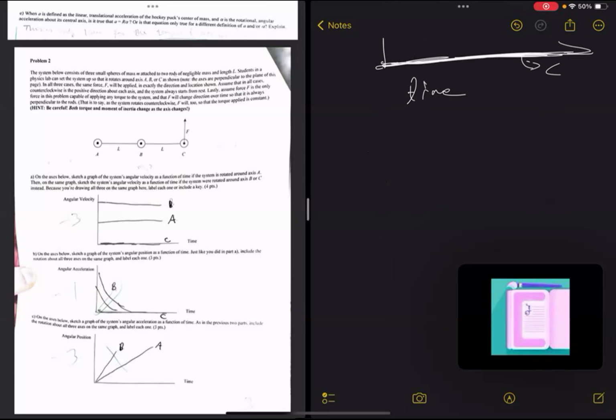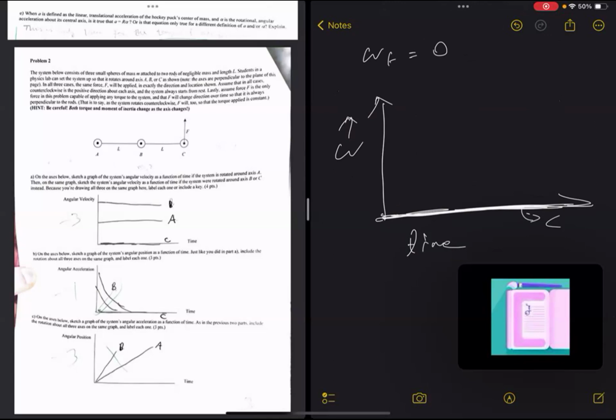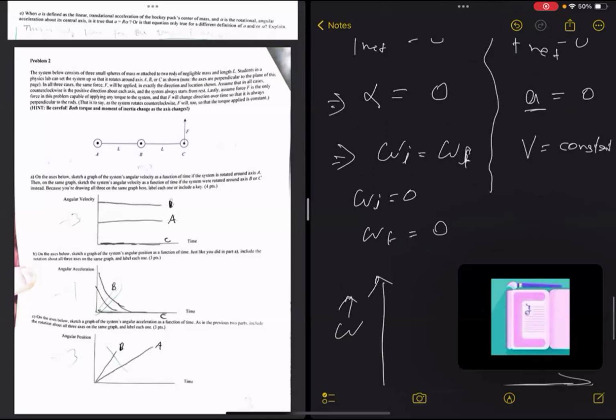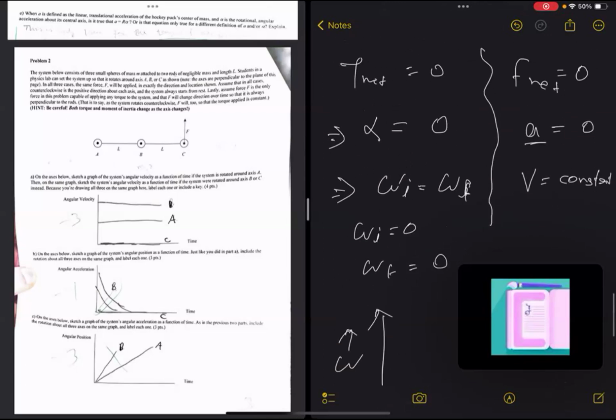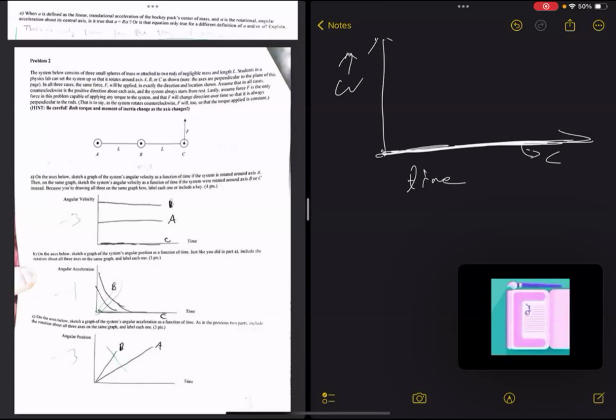And for A, what will be the difference between the B and A graphs of angular velocities? So for B, you will have some torque. When there is net torque, that means net force, then there is acceleration. And when there is acceleration, then angular velocity will change. If angular velocity is changing, that means this is an accelerated motion. So how will the graph of angular velocity versus time look?